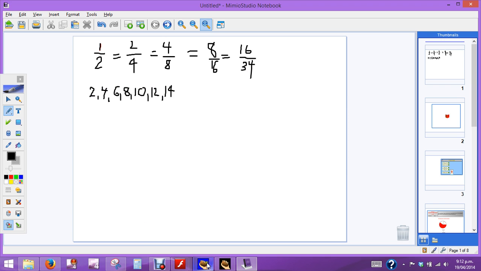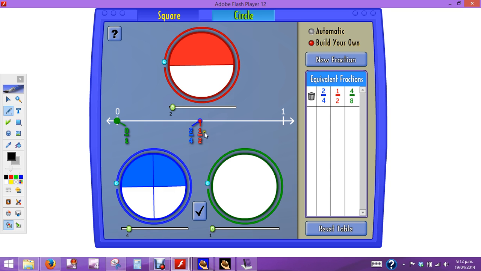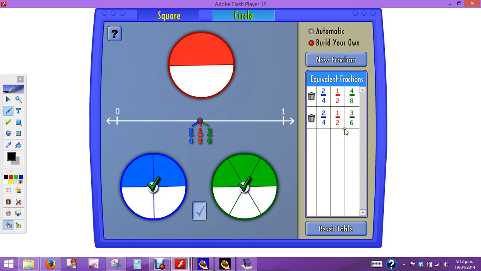which means if we come back to our picture, 2 was the halves, 4 was the quarters, and the next multiple of 2, 2, 4, is 6. So I'm going to have 6 pieces in my fraction, not 8, and I'm going to choose 3 out of 6 as my next equivalent fraction. So before I had the green 4/8, now I have 3/6.